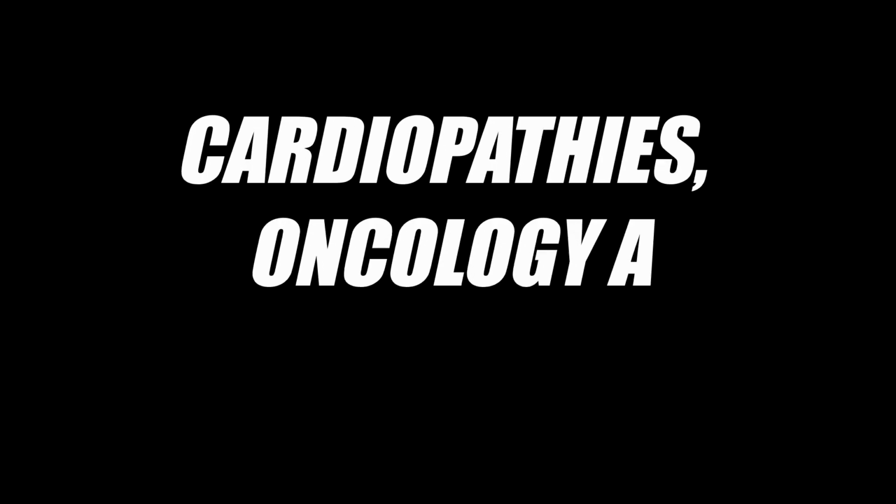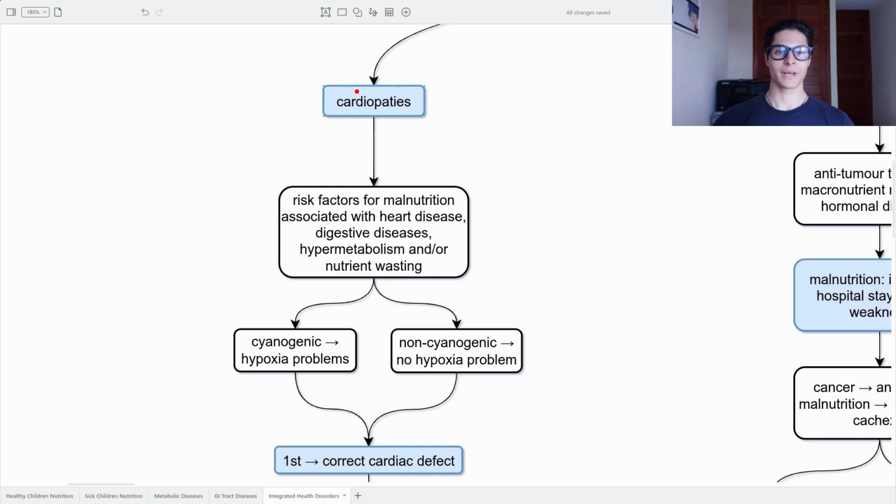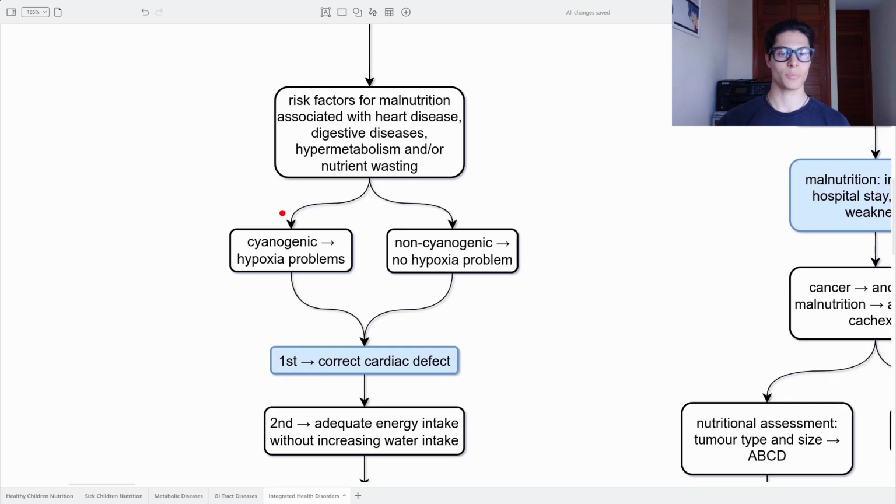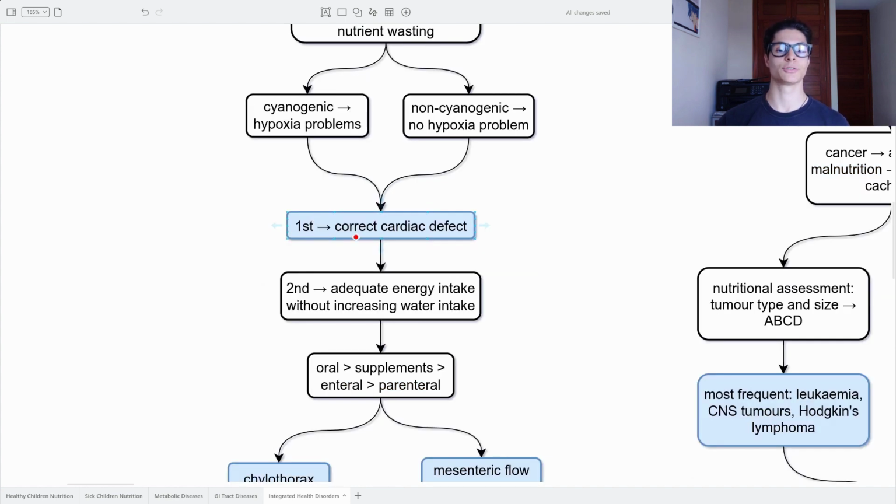So let's begin this video by taking a look at heart disease, oncology and renal disease. So the cardiopathies. We have to take into account the risk factors for malnutrition associated with heart disease, but also with digestive diseases and hypermetabolism and/or nutrient wasting. The cardiopathies can be cyanogenic, having hypoxia problems, or non-cyanogenic, no hypoxia problem. The first thing to do is to correct the cardiac defect, and the second is to adequate the energy intake without increasing the water intake. It's very important, this thing.